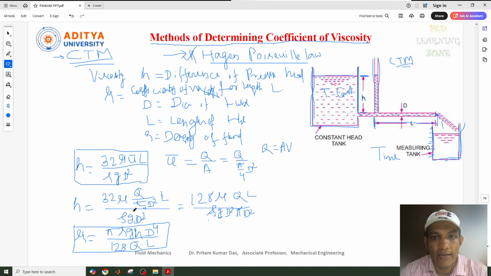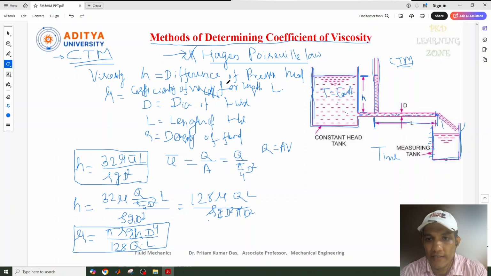So I hope you understand how to determine the coefficient of viscosity. This is experimental work, and mostly in the lab we do this experiment to identify the value of viscosity. So this is the theory part of determining the coefficient of viscosity by the capillary tube method.